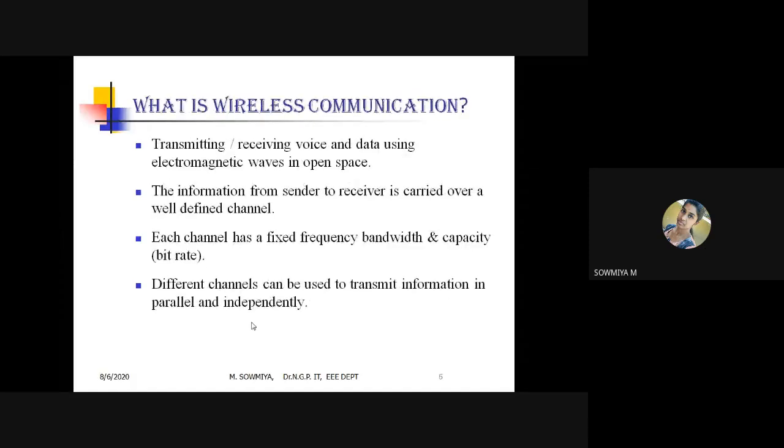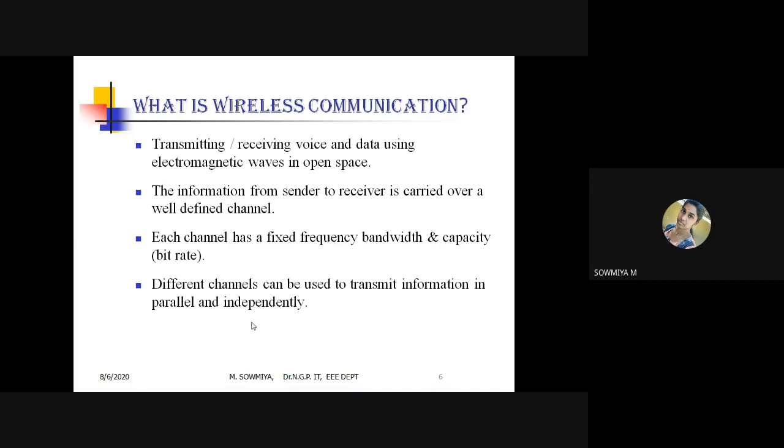And now, what is wireless communication? In wireless communications, we play a dual role, both as a transmitter and a receiver, sending and receiving voice and data using electromagnetic waves in open space, where we don't depend upon cables or wires. The information from the sender to the receiver is carried over a well-defined channel.